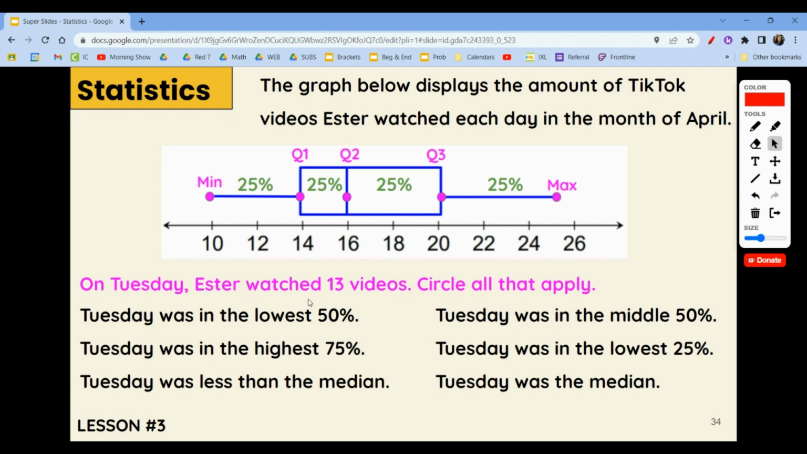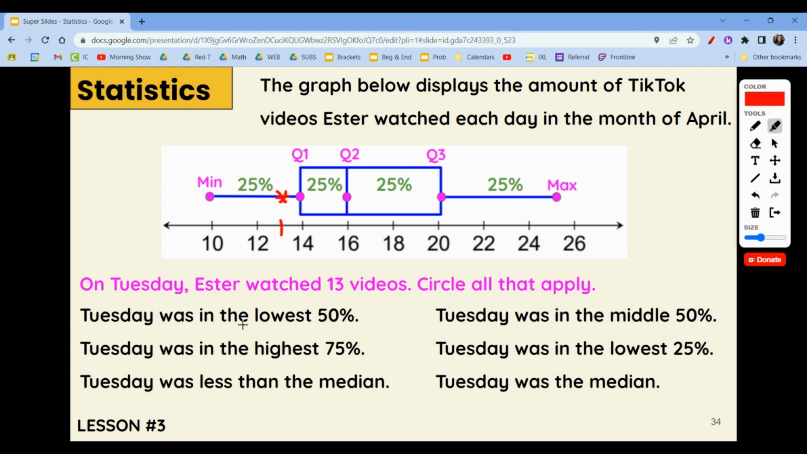On Tuesday, Esther watched 13 videos. So let's find 13. And that's how many videos she watched on Tuesday. So I'm going to make a little star right there for 13. Circle all that apply.